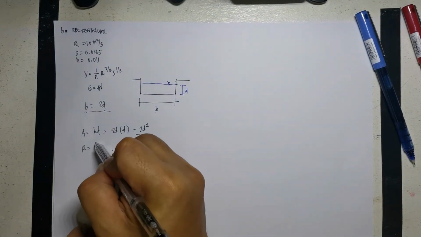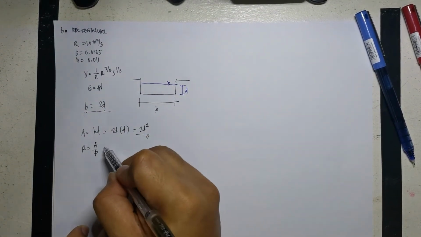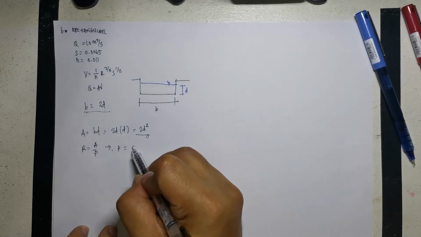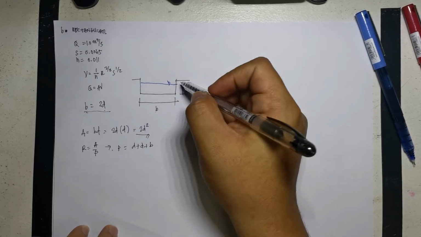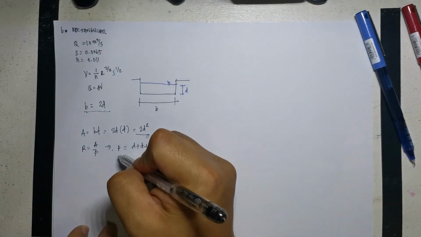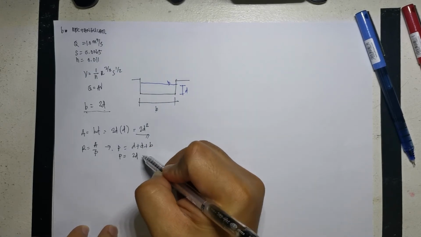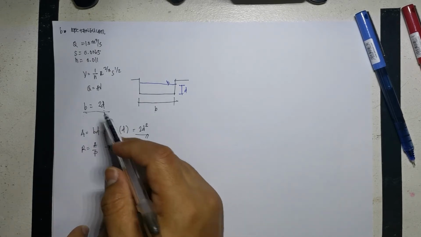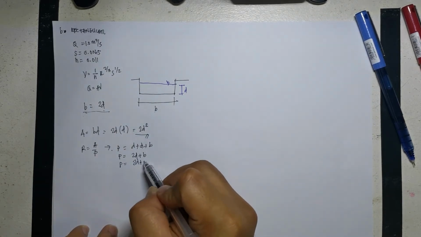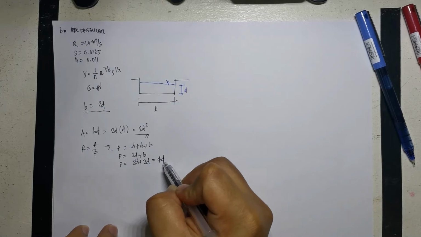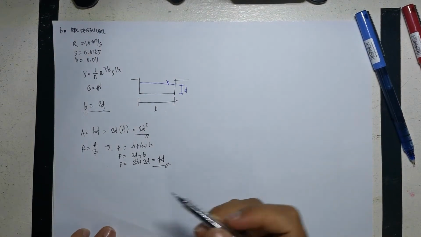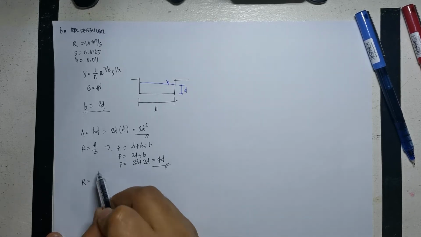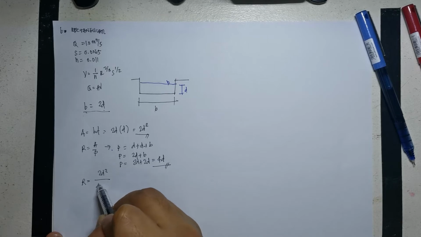Then R is equal to A over P. Hindi natin alam si P. Solve for P. Yung wetted perimeter natin will be D plus D plus B. P then is equal to 2D plus B. Pero sabi, B should be twice D. So, 2D plus 2D is equal to 4D. Okay? So, the expression for the hydraulic radius will be 2D squared over 4D.